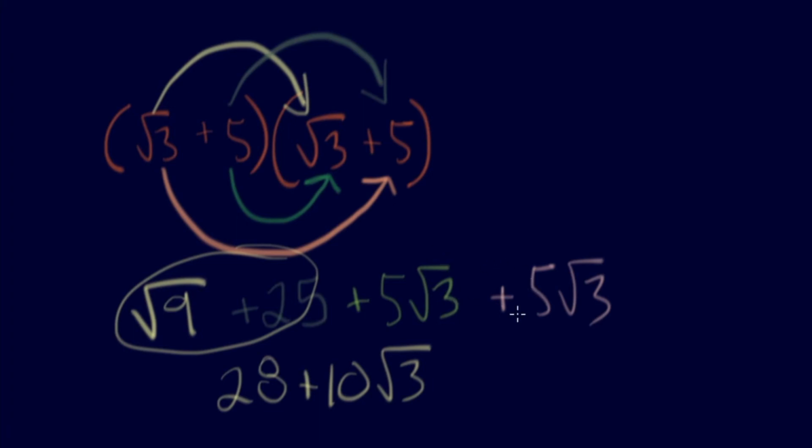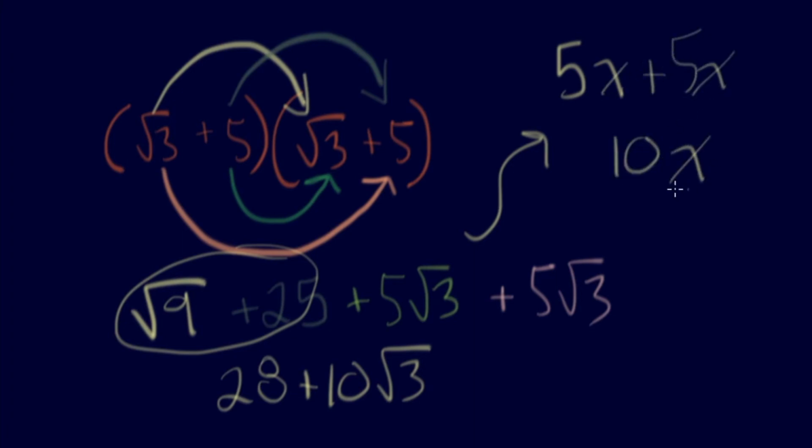It's not 10 root 6. Don't think that happens. Imagine the root 3 is so imagine that this is kind of like saying 5x plus 5x. So that's 10x. X just happens to be the square root of 3. So that would be our final answer, 28 plus 10 root 3.